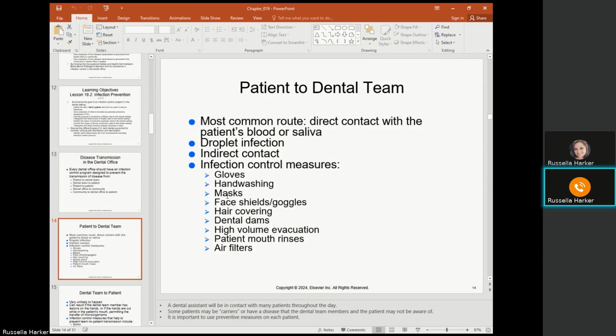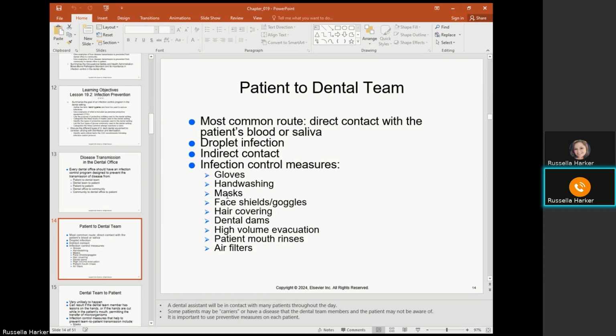Then you have infection control measures that you need to follow and think about. Those gloves are so important, and make sure that they are intact. They don't have rips or tears in them. Hand washing is your number one go-to. You're going to wash your hands before gloving. You're going to wash your hands after gloving. You're going to wash your hands in between every patient. You're going to wash your hands all the time. Hand washing is your number one to reduce that bacteria.